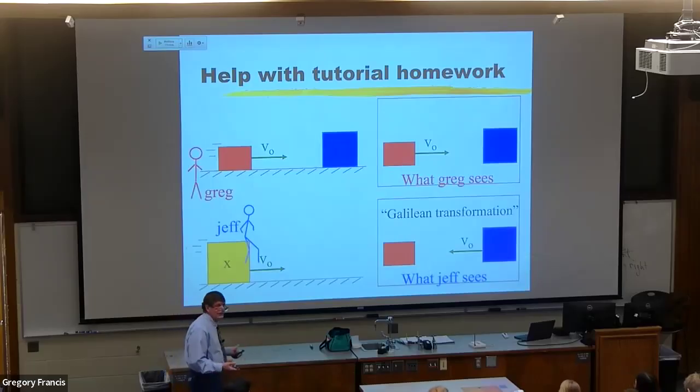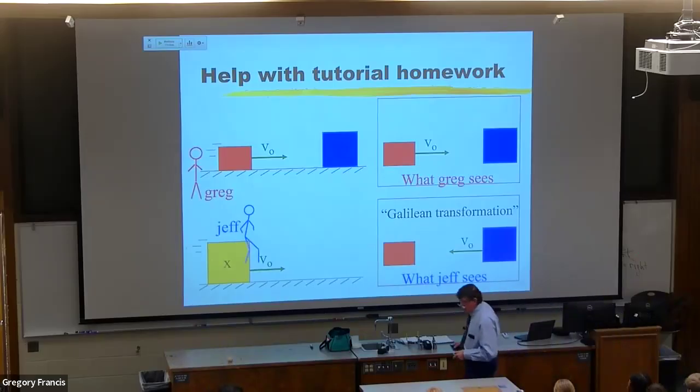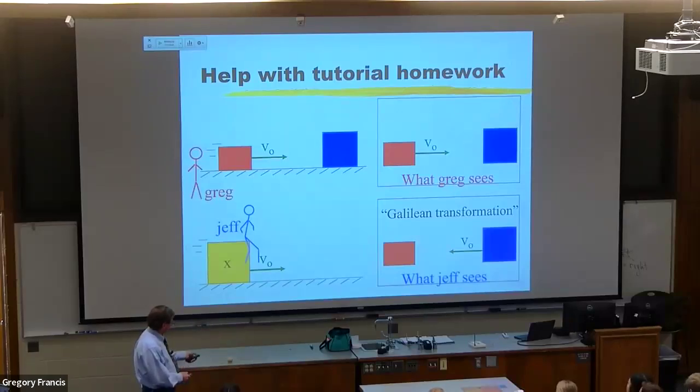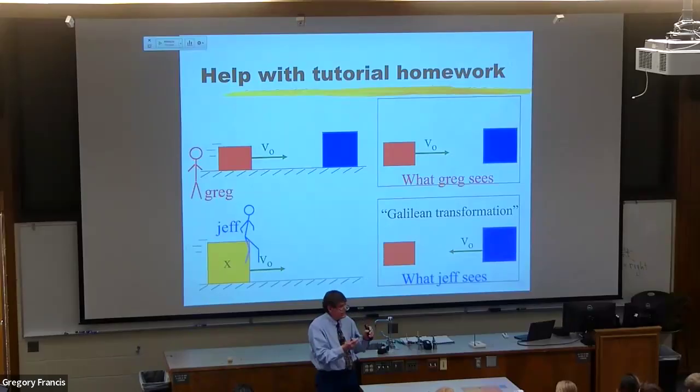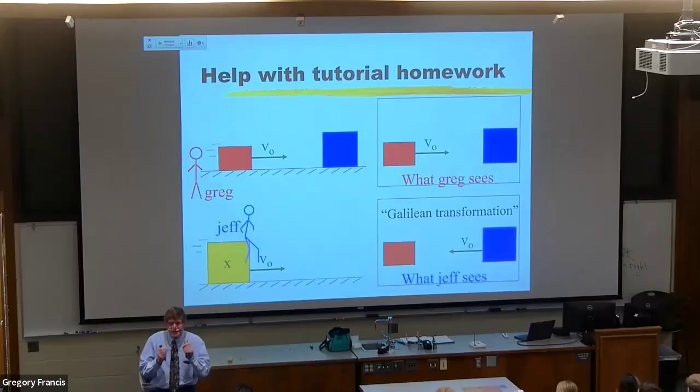We call that a Galilean transformation, but it's just the same problem from a different point of view or a different reference frame. Now, what I want to point out is that Greg and Jeff don't agree on what the total momentum of this system is. Greg thinks that the total momentum of the system is small and to the right. Jeff thinks that the total momentum of the system is large and to the left. They do not agree on what that momentum is. But what they do agree on is that if the red Volkswagen collides with the blue truck, the momentum of the system after the collision will be exactly the same as the momentum before the collision. They won't agree about what that is, but they will agree that it didn't change.